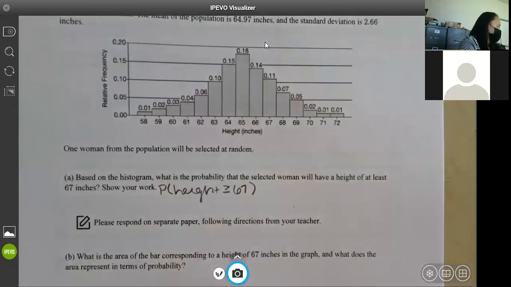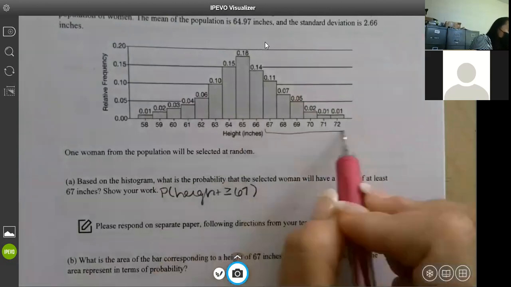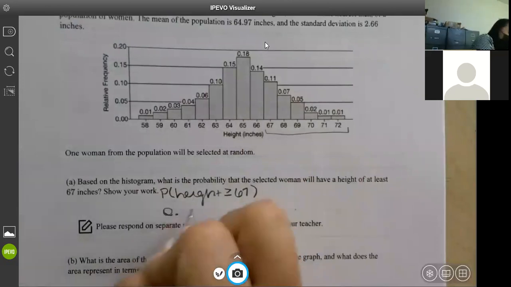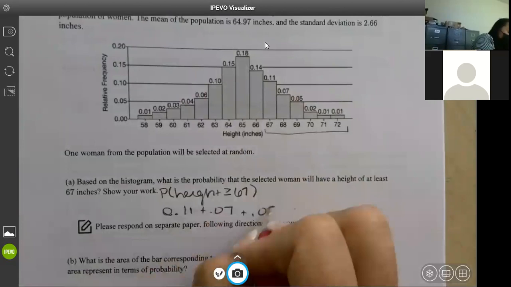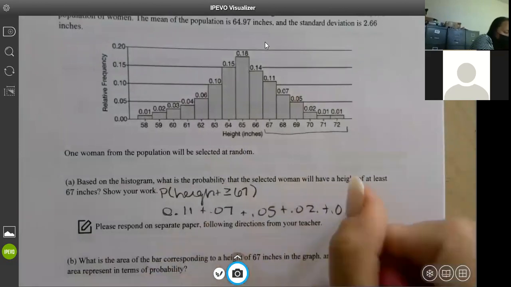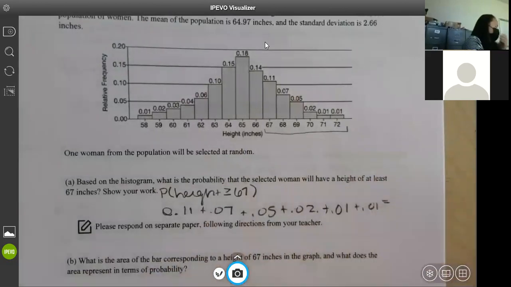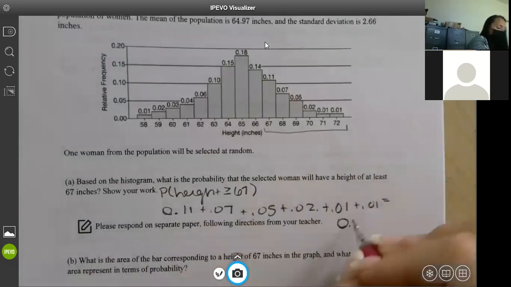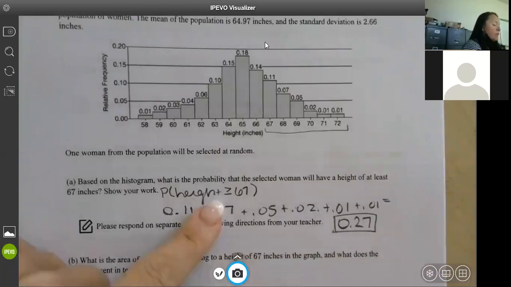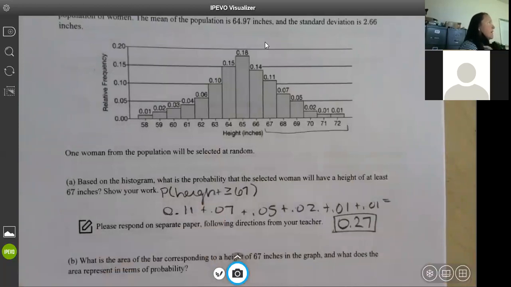Because it says greater than or equal to, you're using all of these. So all we're doing is adding them up. 0.11, 0.07, 0.05, 0.02, plus 0.01, plus 0.01, which gave us 0.27. And I think most of you got that correct. And that was it. I just did this to show you. I always set it up like that. That's just more for me to be visual and for you to understand where those numbers came from.